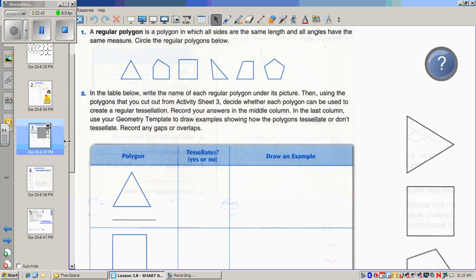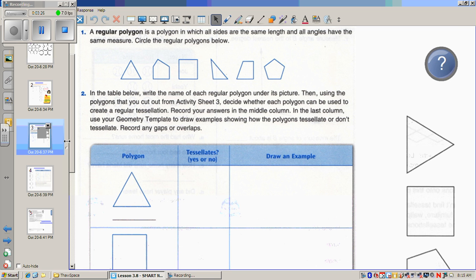Now it says in the table below, write the name of each regular polygon under its picture. Then, using the polygons that you cut out from activity sheet 3, decide whether each polygon can be used to create a regular tessellation. Record your answers in the middle column, like yes or no, and in the last column, you're going to use your geometry template to actually draw that. So the part that you're going to do at home is labeling the polygon and writing yes or no. Yes, it can tessellate, or no, it cannot tessellate.